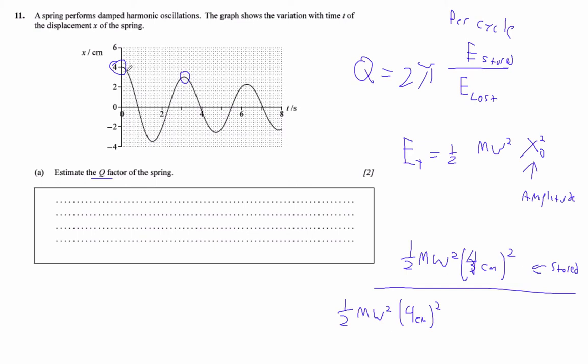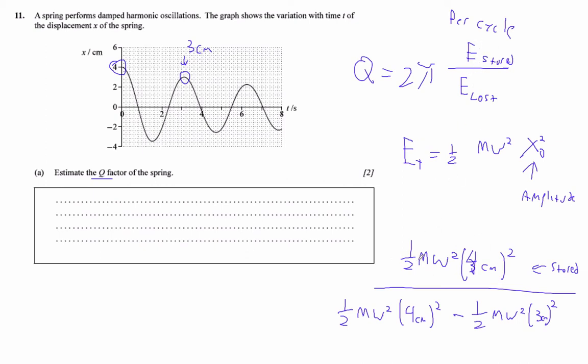2 is divided into 1, 2, 3, 4, 5, so each square is 0.4, and 2.5 times 0.4 is 1. So this height here is 3 centimeters. So I'm going to go minus 1/2 m omega squared times 3 squared. Those are centimeters.